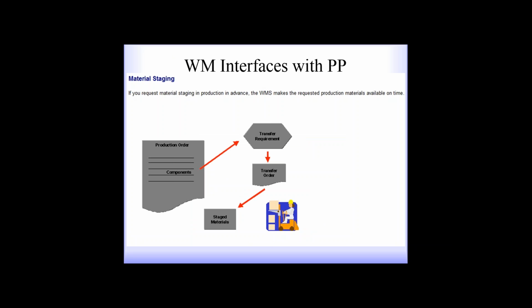And then WM interfaces with production planning. For example, how do we stage the components to the production supply, and then how do we get back the material that is left over in production, I mean whatever components are left over in the production line.